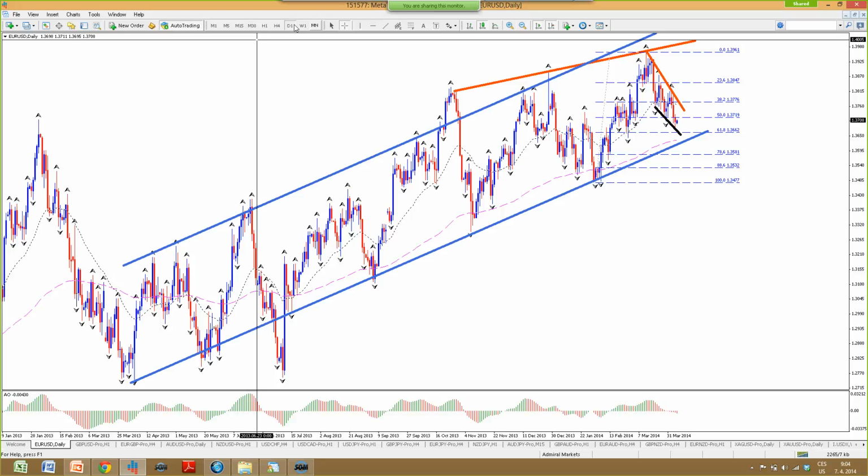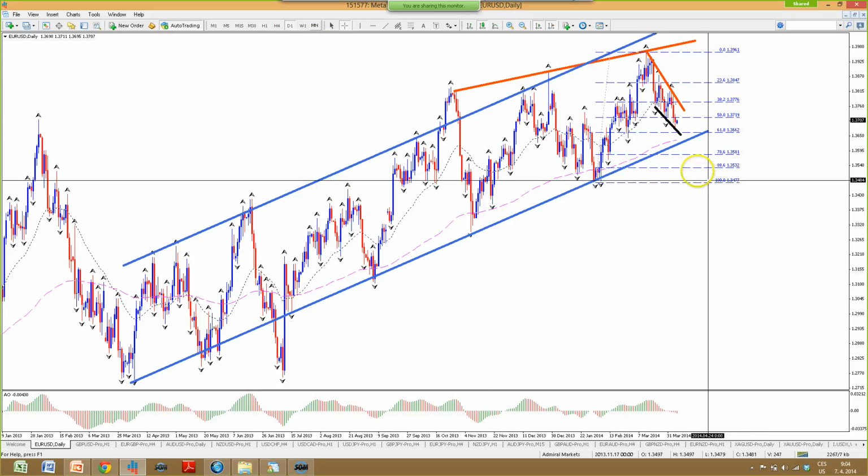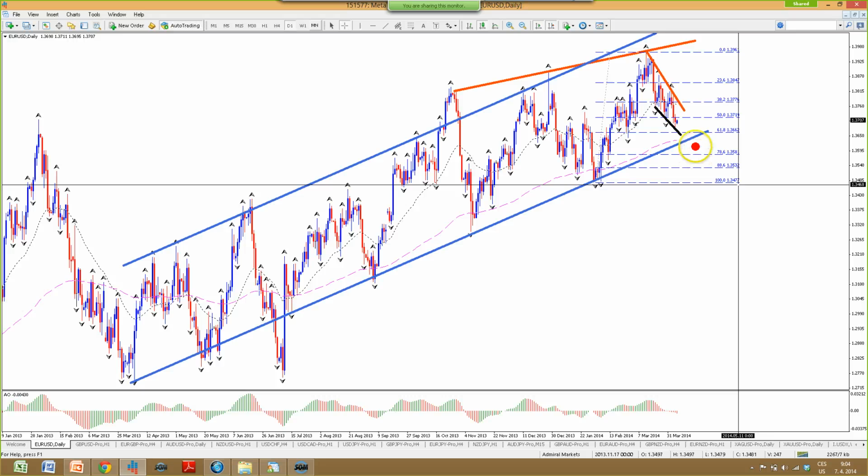Would it happen this time? We don't know for sure. Of course, it has happened several times. Doesn't necessarily mean that it will happen this time. It could break. In that case, price could be falling to lower grounds. For instance, the 78.6. It could fall to there, and that could be a bouncing spot.